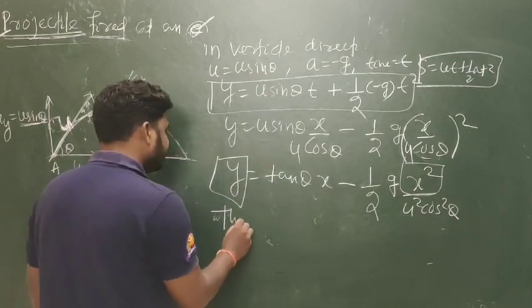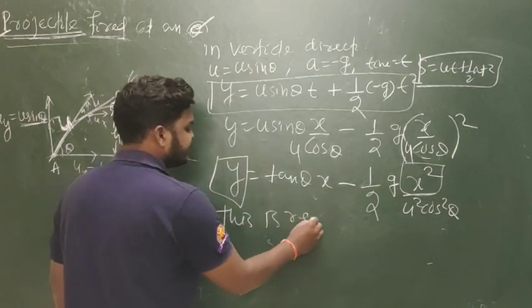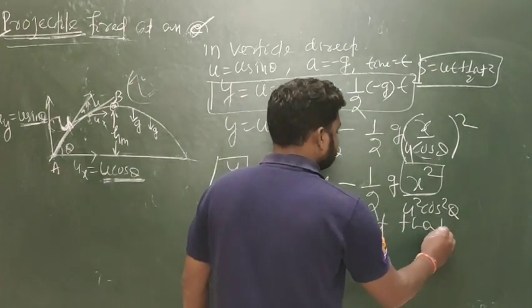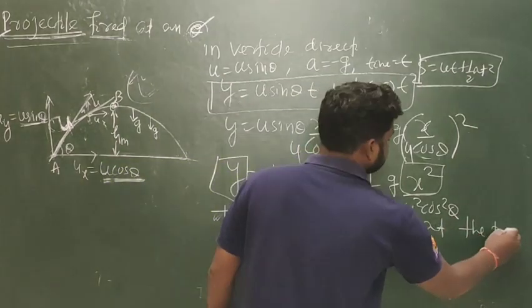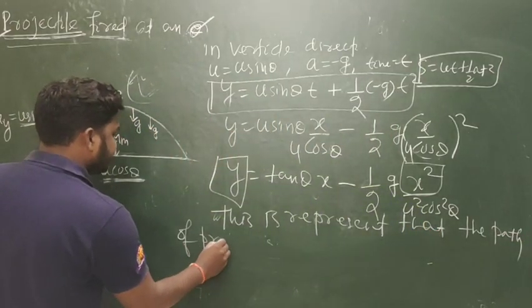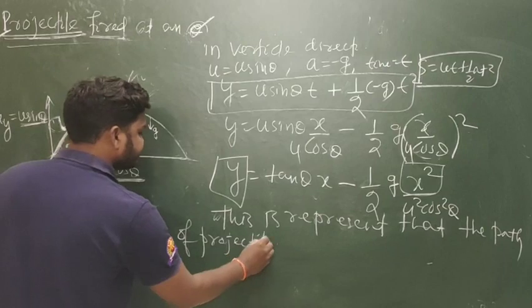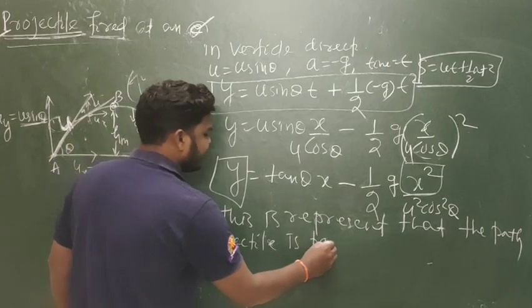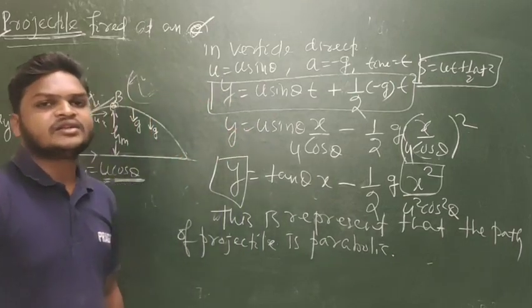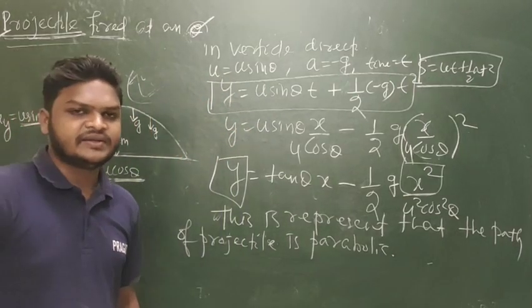So this represents that the path of projectile is parabolic. The path of projectile is parabolic.